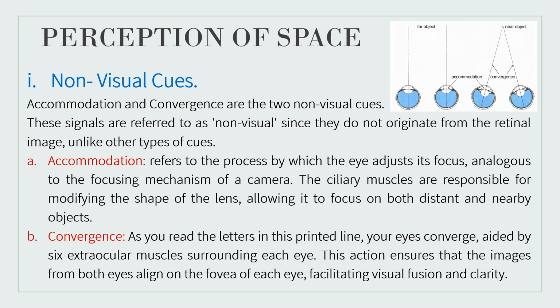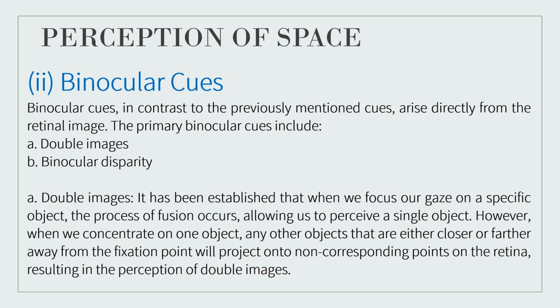Accommodation refers to the process by which the eye adjusts its focus, analogous to the focusing mechanism of a camera. The ciliary muscles are responsible for modifying the shape of the lens, allowing it to focus on both distant and nearby objects. And by the mechanism of convergence, as you read the letters in a printed line, your eyes converge on the words or letters on the paper. So this is convergence, by virtue of which we perceive the object in space, which are non-visual cues.